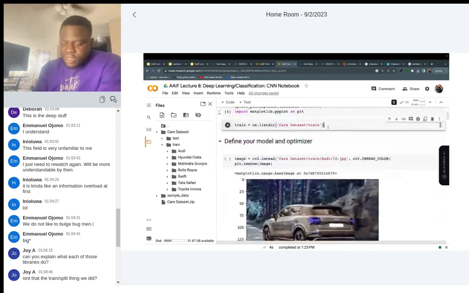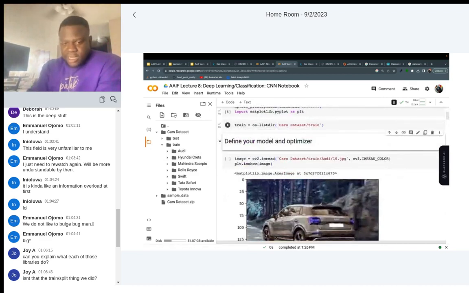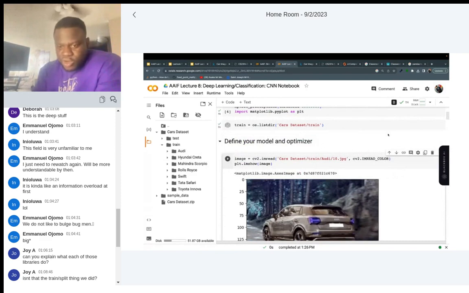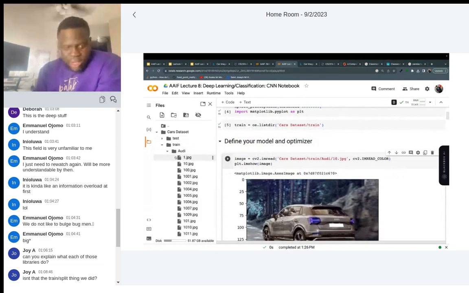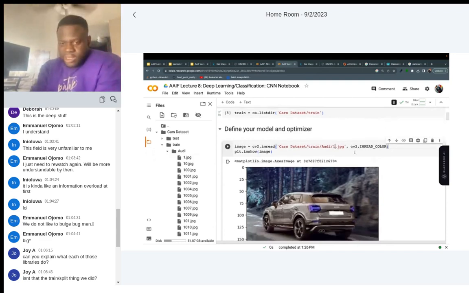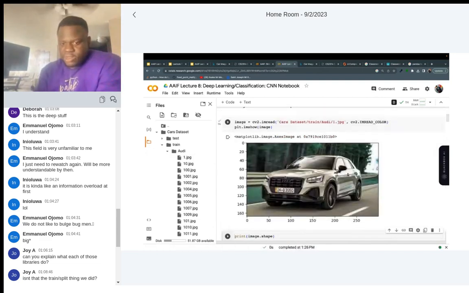Now, I've gone to read that data. Let's look at the image. If you look, Audi has 1.jpg. Let us see what 1.jpg is. Because it's a car, I know it is colored, right? So let's see what the car looks like. This is what the car looks like.